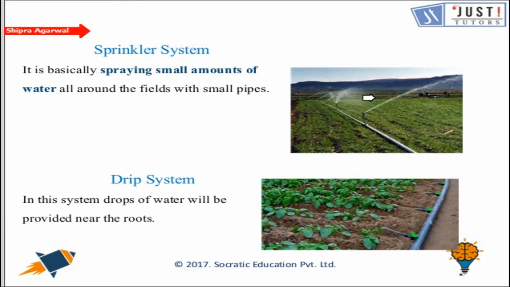The sprinkler system, as the name says, sprinkles the water. It has a small rotating nozzle that provides water to your field. The next one is the drip system, sometimes called trickle irrigation, which involves dripping water into the soil at a very low rate from a system having a small diameter pipe, and we use drippers.